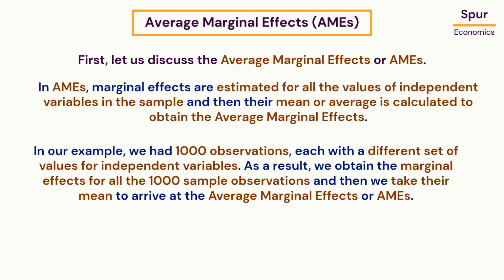First, let us discuss the average marginal effects or AMEs. In AMEs, marginal effects are estimated for all the values of independent variables in the sample, and then their mean or average is calculated to obtain the average marginal effects. In our example, we had 1,000 observations, each with a different set of values for independent variables. As a result, we obtain the marginal effects for all the 1,000 sample observations, and then we take their mean to arrive at the average marginal effects or AMEs.